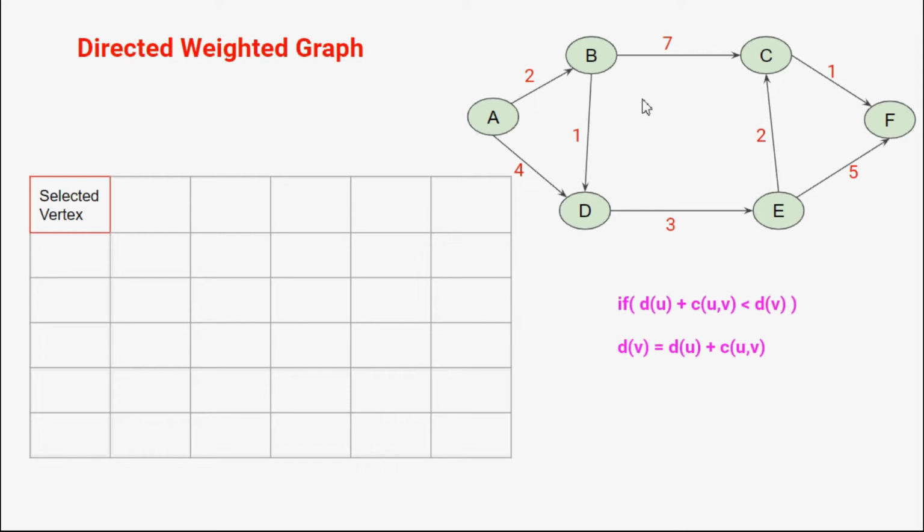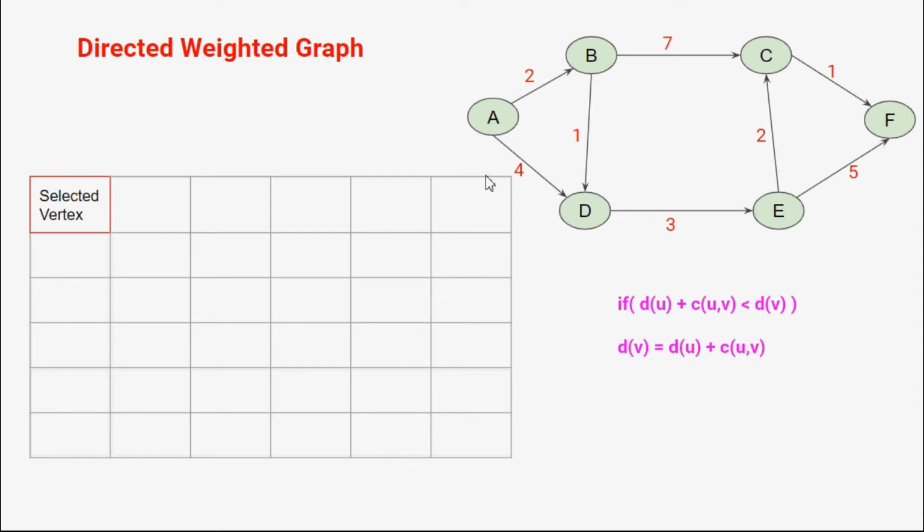What do I mean by this? If I have 6 vertices in my graph, I'm going to have only 5 columns in my table. Now, why 5 columns? Because the vertex which we are going to treat as the source vertex, we are not supposed to write down in this table. So if there are n vertices, we are going to write down n minus 1 vertices in our table. The source vertex would be excluded.